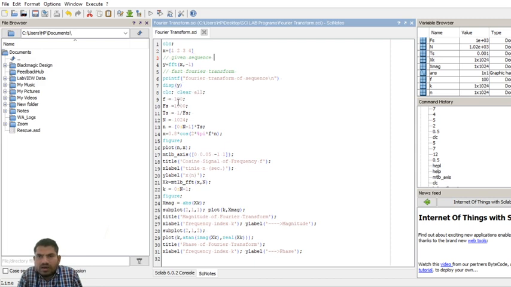Now clc and clear all. Now I am generating one signal. Next I am generating one more signal.